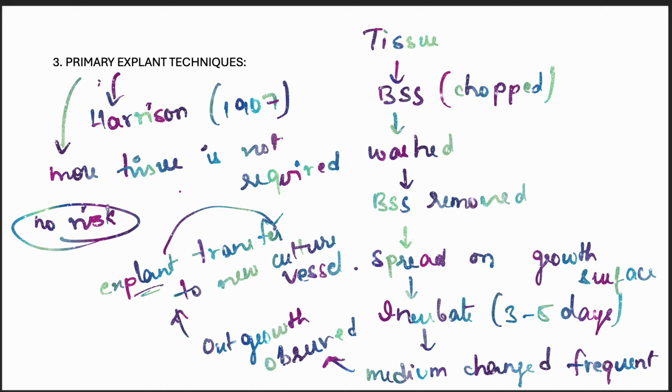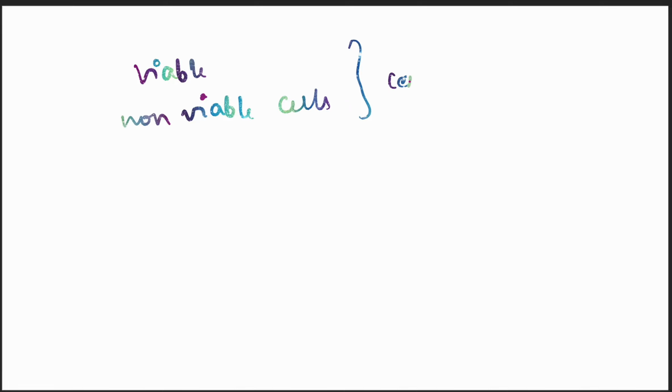After growing the cells or breaking the cells from the tissues, one important step is to separate the viable cells from the non-viable cells. So the separation process is very important. This is done using centrifugation.